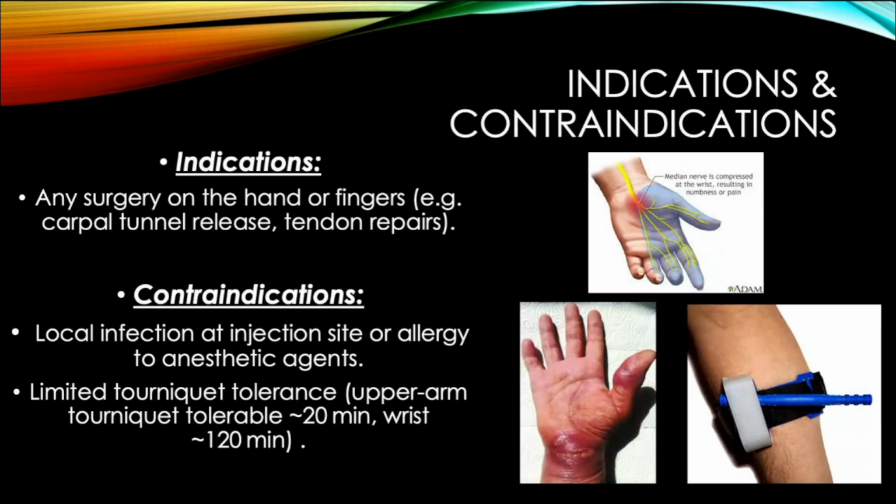So what are the indications and also contraindications of the wrist block? Usually, wrist block can be used for any surgery on the hand or fingers, examples such as carpal tunnel release and also tendon repairs. Contraindications include local infection at the injection site or allergy to the anesthetic agents. Wrist block also has a different tourniquet tolerance: upper arm tourniquet is tolerable around 20 minutes, and wrist around 120 minutes.